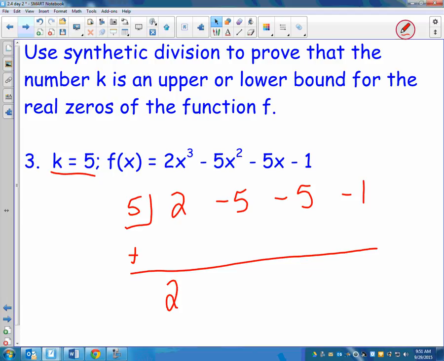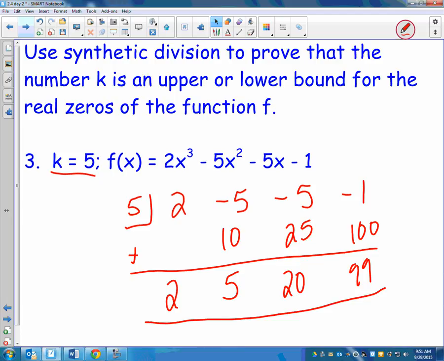I'll break this down. 2 times 5 is 10. 25. 20. 100. 99. Definitely it's not a 0 of the function, but the fact that all of these are positive tells me that 5 is an upper bound.